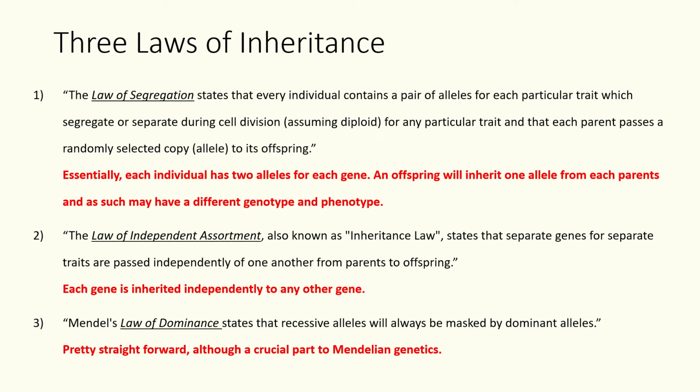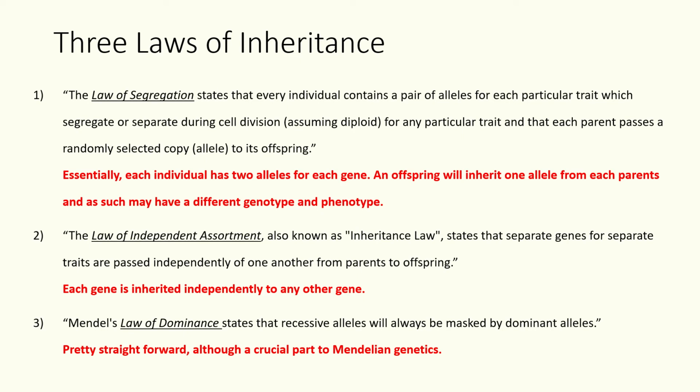These are the three laws of inheritance. You don't need to necessarily remember these, but just to put it all into context. And I've got the sort of summary there in the red. The first law, the law of segregation, we have basically already touched on in the last couple of units. So each individual has two alleles for each gene, and they will inherit one from each of their parents.